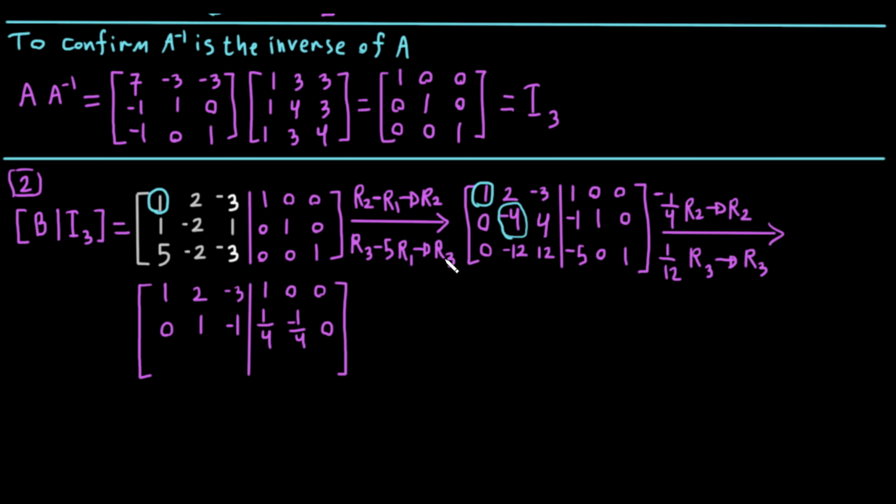Here we will divide this row by 12. 0 divided by 12 is 0. Negative 12 divided by 12 is negative 1. 12 divided by 12 is 1. Negative 5 divided by 12 is negative 5 over 12. 0 divided by 12 is 0. 1 divided by 12 is 1 over 12.